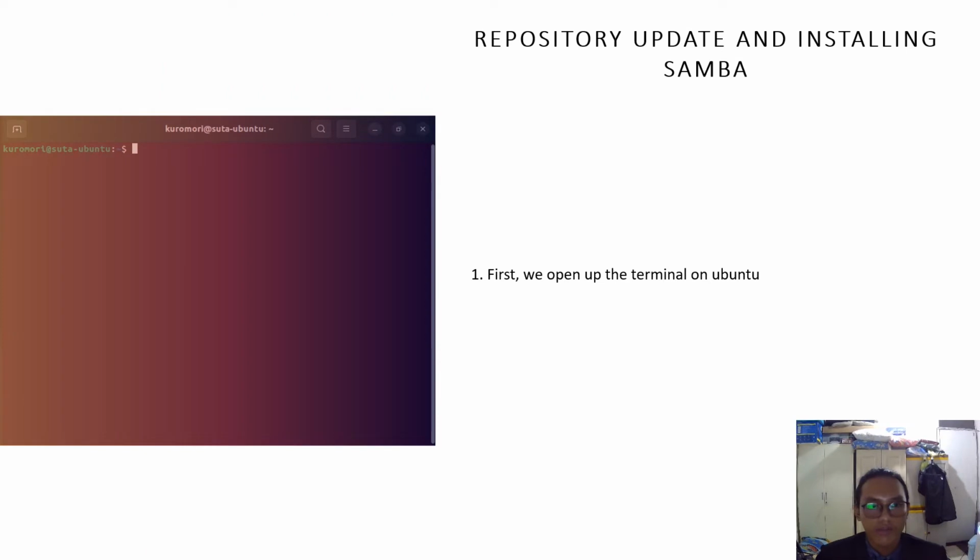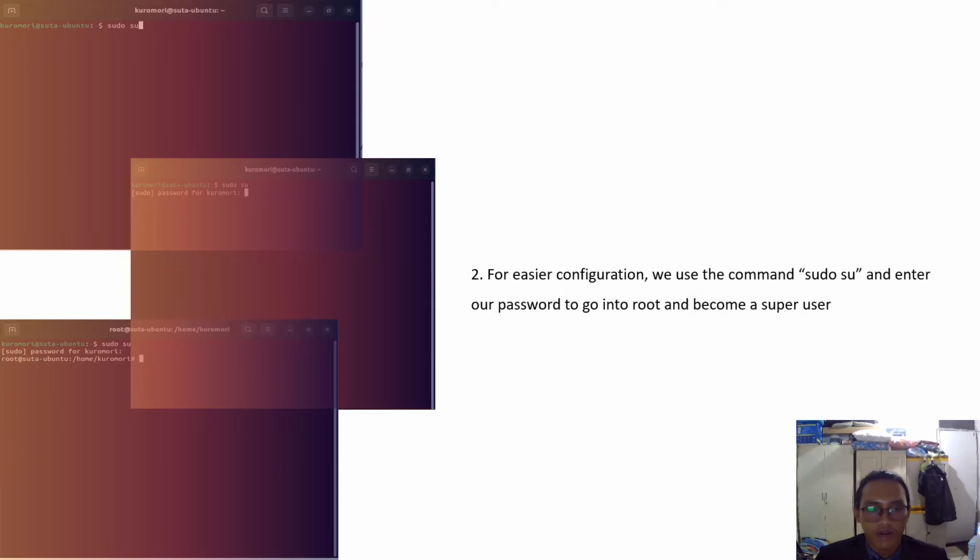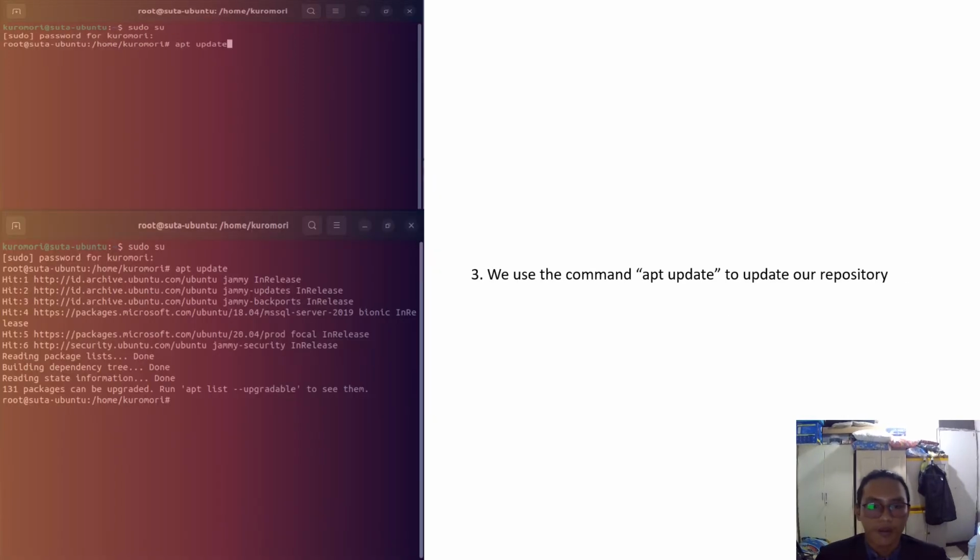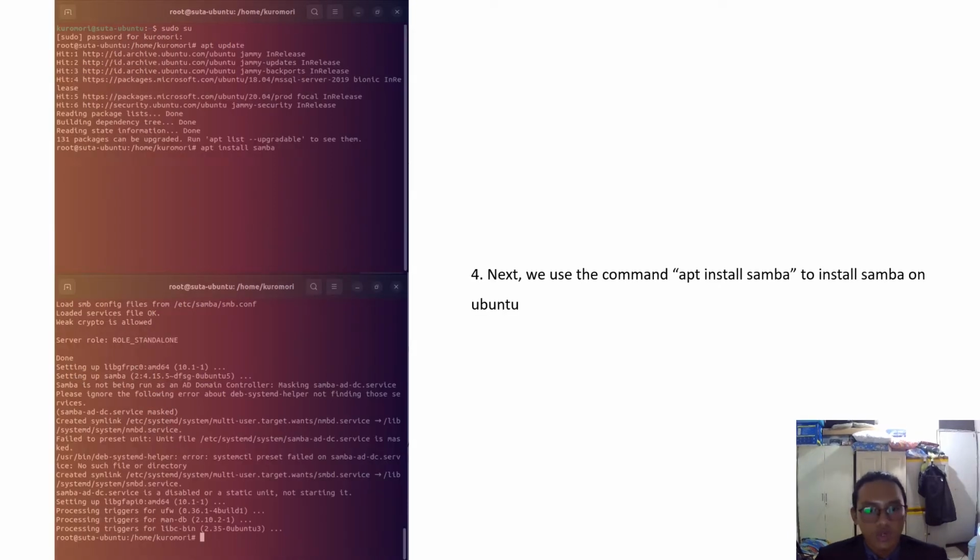Okay, next, repository update and installing Samba. Okay, the first we open up the terminal on Ubuntu. Okay, next, for easier configuration, we use the command sudo su and enter our password to go into root and become a super user. Okay, next is we use the command apt update to update our repository. And next, we use the command apt install Samba to install Samba on Ubuntu.